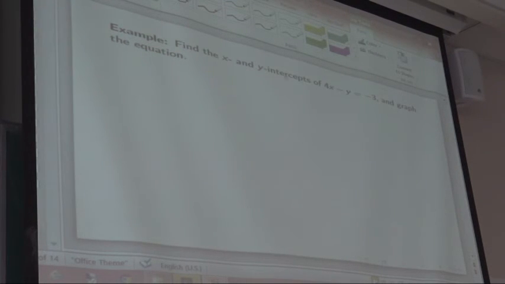Now let's find the x-intercept and y-intercept of the following equation: 4x minus y is equal to negative 3. And then we are going to graph the equation. This is a straight line, so we'll get a line.